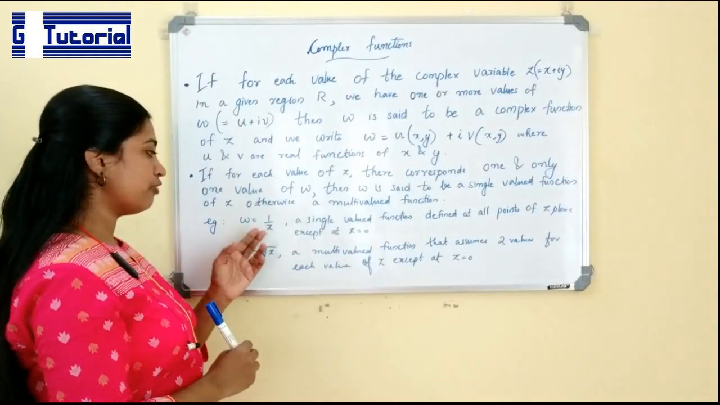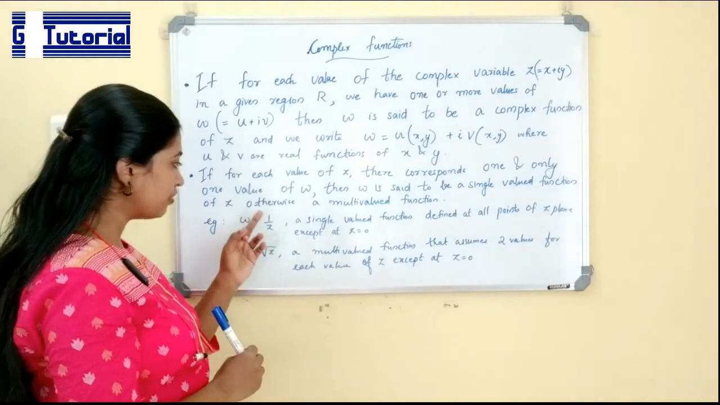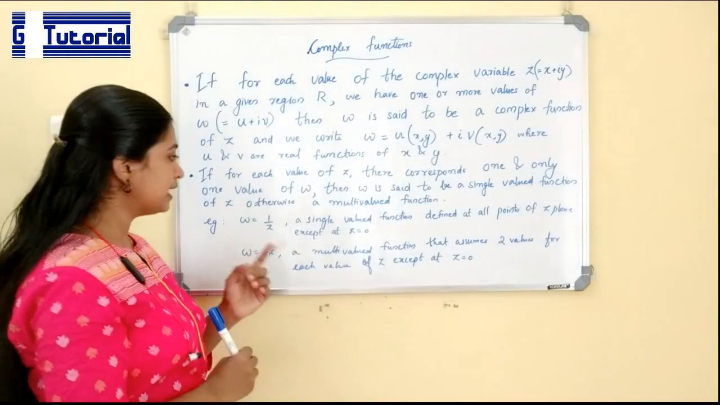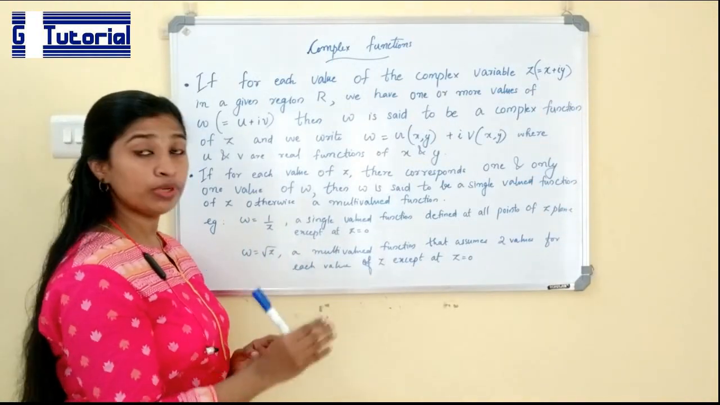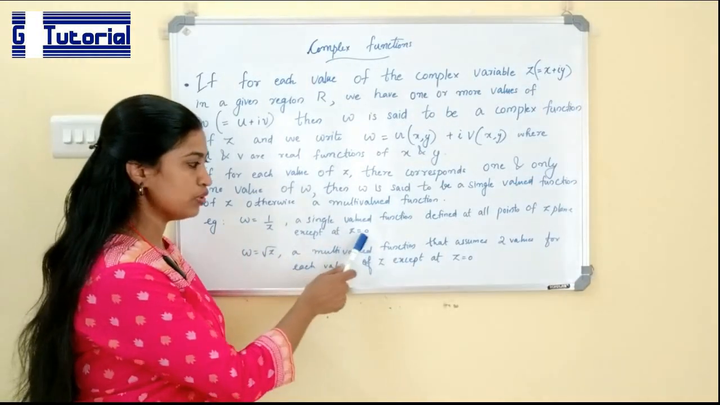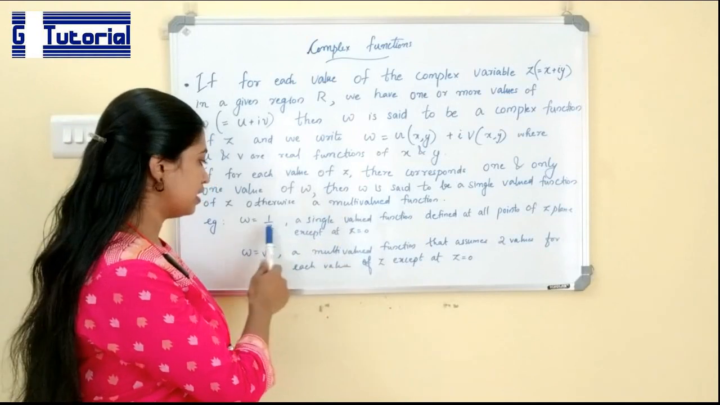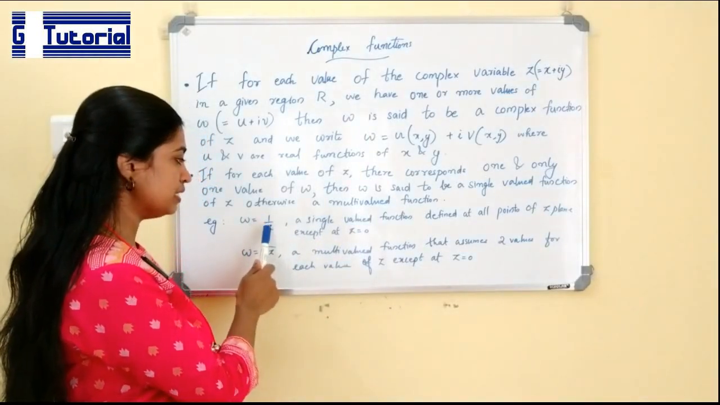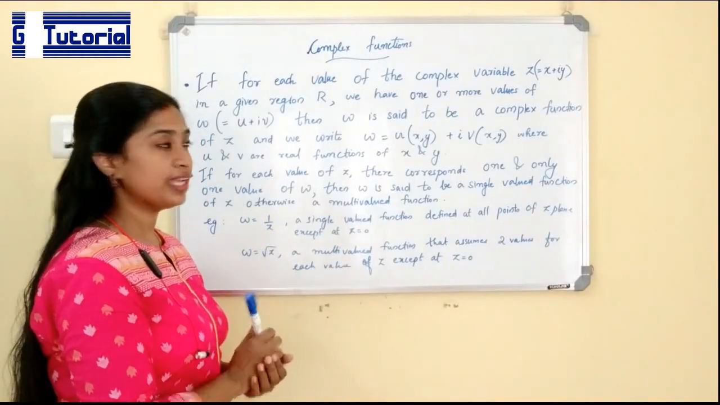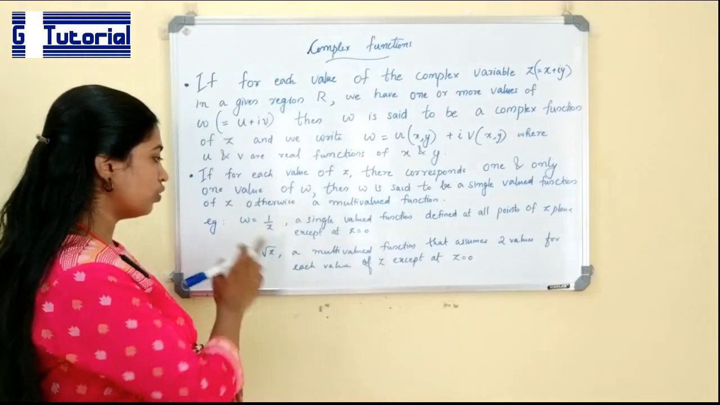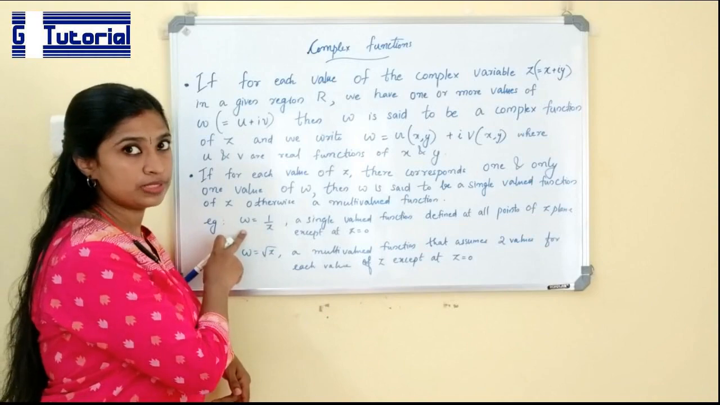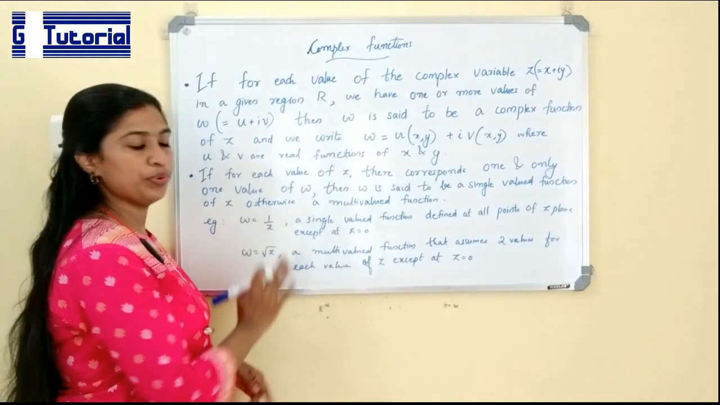If w is equal to 1 by z, then it is a single valued function which is defined at all points of the z plane except at z equal to 0. That is, 1 by z means 1 by x plus iy. For each value of x and y, there is only one value for w. So w is a single valued function.